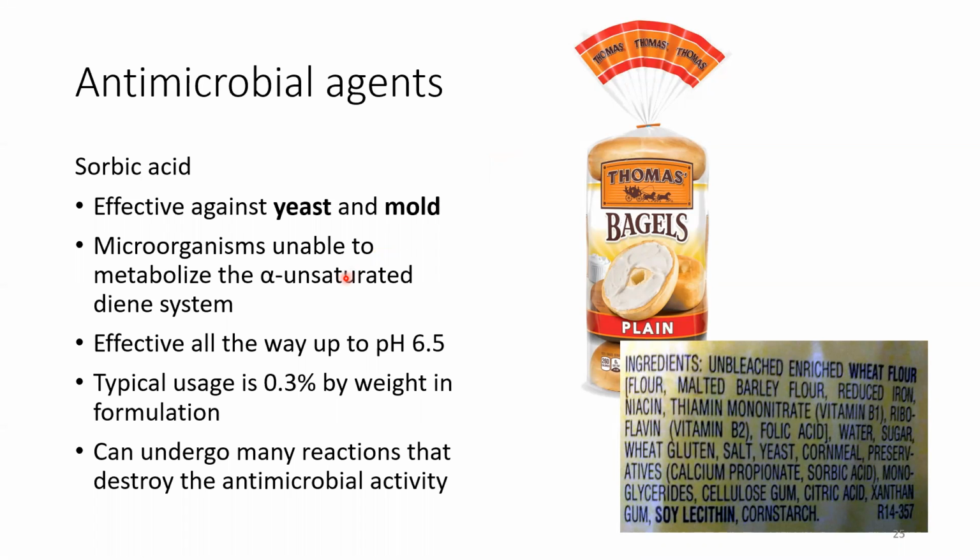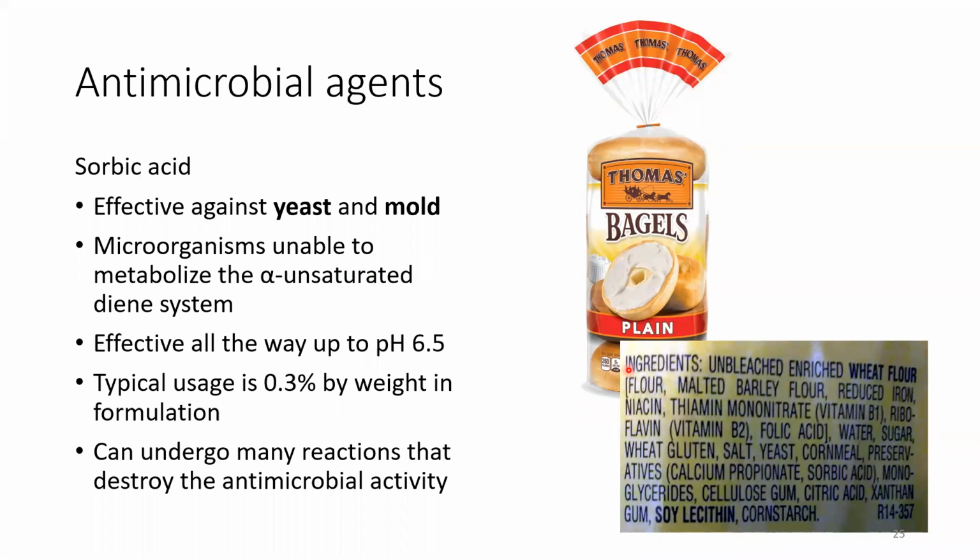Here's the mechanism here. This one is effective all the way up to pH 6.5. So most of the time we need the pH to be a little acidic for these to work. This one is unique in that you can get up almost to neutral and it's still effective. A common use for sorbic acid would be in this product here, bagels. So it's definitely in a lot of baked goods.